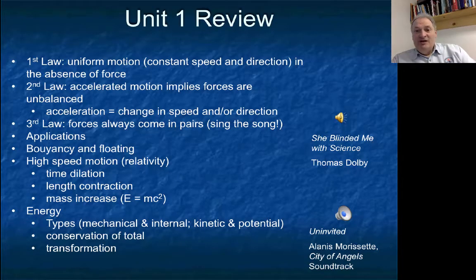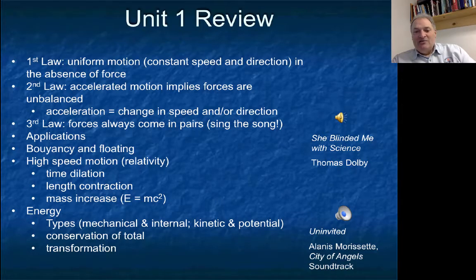Length contraction, that is, objects shrink in the direction of motion when they're moving at high speed. And mass increase: objects that are moving at very high speeds have their mass increase, and the increase is described by Einstein's famous equation E equals mc squared, where E is the energy, m is the mass, and c is the speed of light.